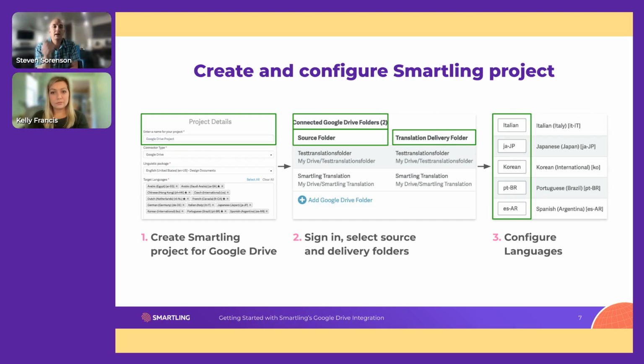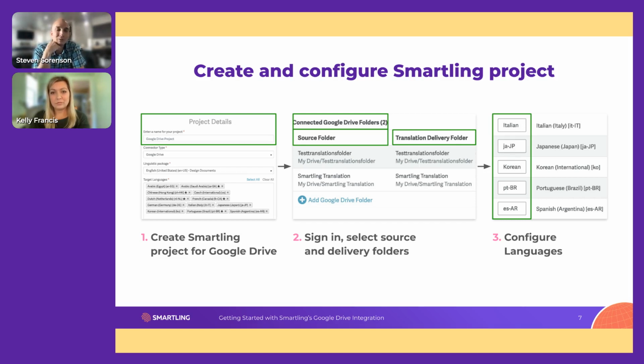And then we need to look at, what do we need to do in Smartling? This is the second part. And we need to set up a new project, which is fairly simple. Most of you have probably created a Smartling project. There's a new one called Google Drive. So you'll set that up, set up your languages, and then you'll need to select what the source folders are.